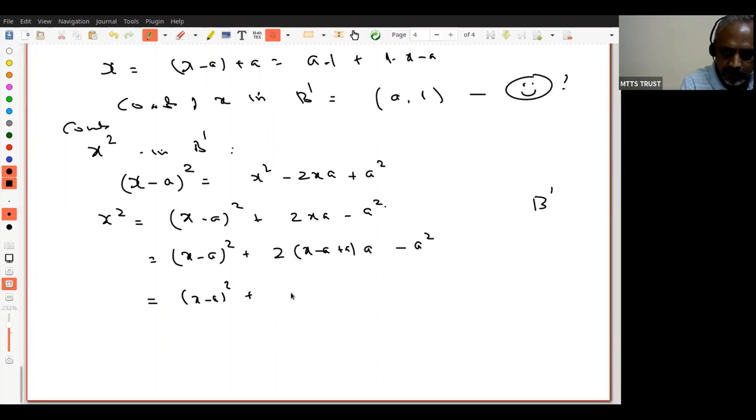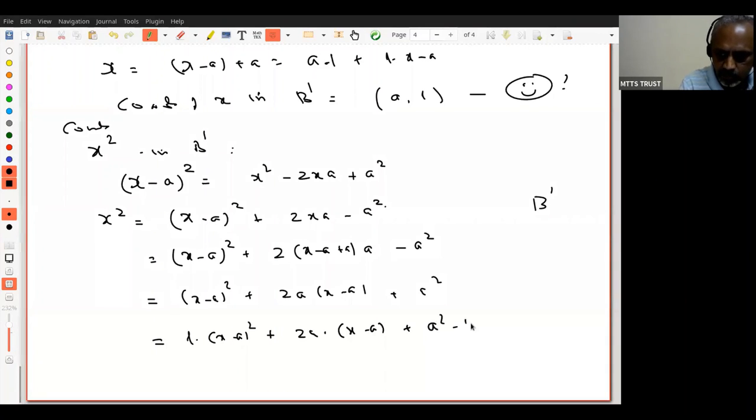x minus a whole squared plus 2a into x minus a. So I have written it as linear. And then this is extra, 2a into a, 2a squared, minus a squared, therefore plus a squared. Therefore I can write this as 1 times x minus a whole squared plus 2a times x minus a plus a squared times 1.